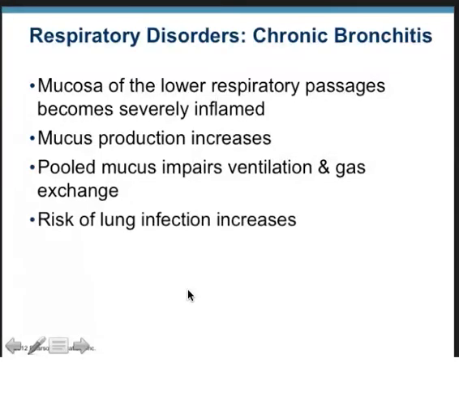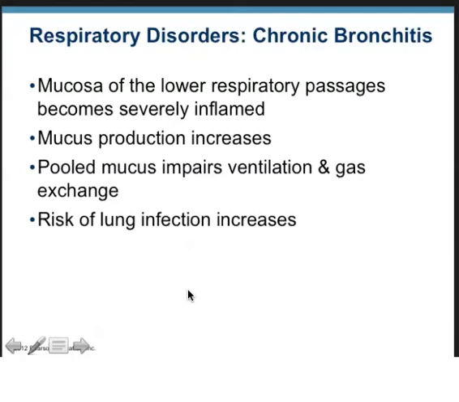This is why very often people with chronic bronchitis can develop a barrel chest due to the overexertion of the respiratory muscles, the intercostals, the pecs, the diaphragm, and so on. The risk of lung infection goes up because of the large amount of mucus that's produced.